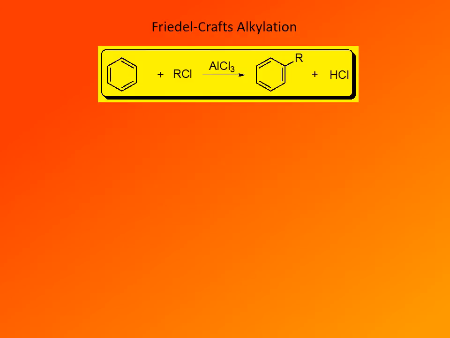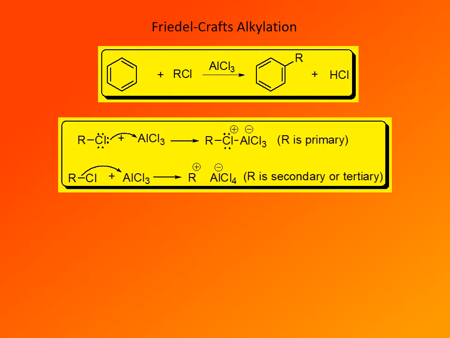In a Friedel-Crafts alkylation, an alkyl chloride is activated by aluminum chloride to give an activated electrophile. Products are the corresponding alkylated benzenes. The structure of the activated electrophile depends on the nature of the R group, the alkyl group.